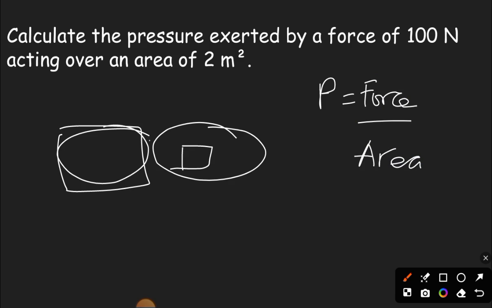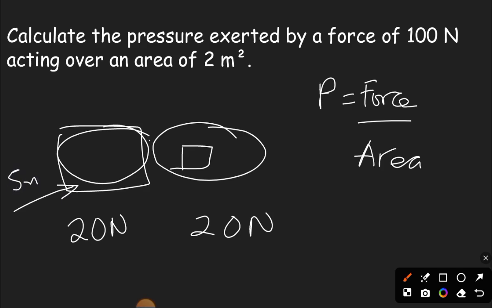So this round or oval object, let's say, exerts a force of 20 Newton for each, 20 Newton for this side as well. And let's just assume that this object has an area of 5 meters squared, and this object has an area of 2 meters squared. So with the formula in mind, let's try to find the pressure for both. Pressure is force over area.